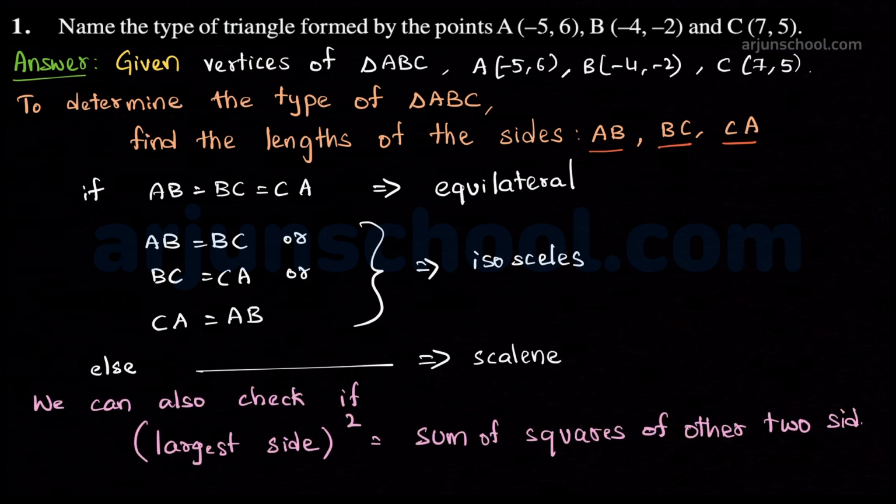After that, we can also check Pythagoras theorem. We can find the square of the largest side and the sum of the squares of the other 2 sides and check if they are equal. If they are equal, then it is a right angle triangle. Let us find lengths of the sides.